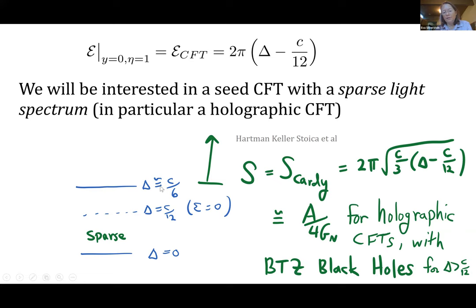All we need is that you get the correct entropy formula for states at and above this level. By correct, I just mean the one that agrees with holography. There's a refinement of this due to Sen, which also has minus three log of this leading bit. And that'll be important for us in a way that you might already be able to guess given what I've said. Okay, so that's the seed theory.